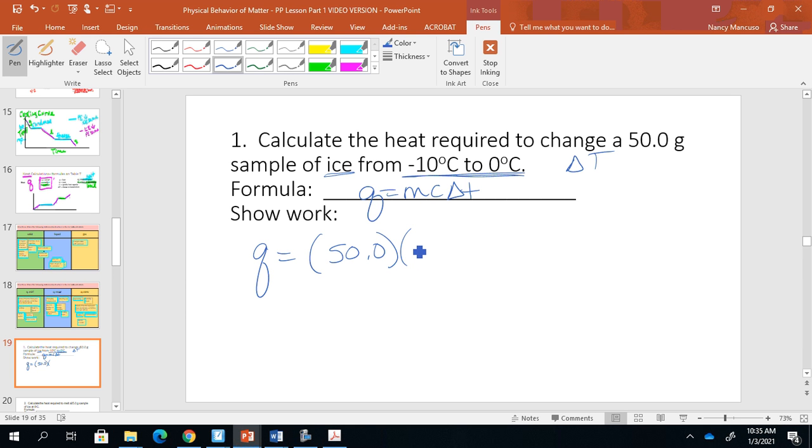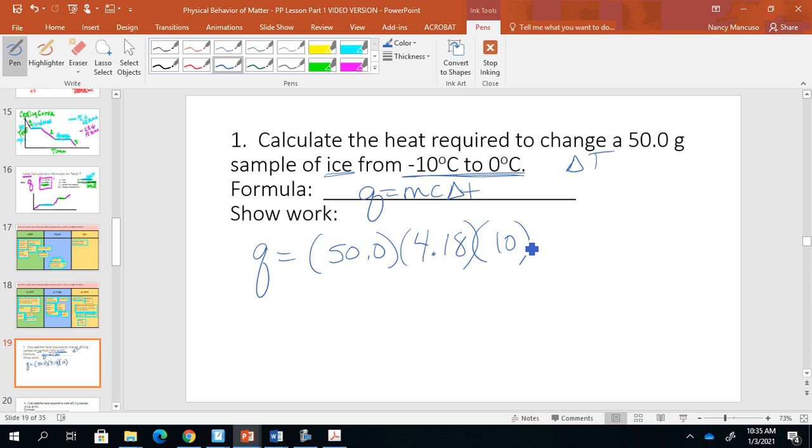Physical constants for water. Heat of fusion, 334 joules per gram. Heat of vaporization, 2260 joules per gram. And specific heat of water, 4.18 joules per gram Kelvin. All right, so it told me C is specific heat, so I want the 4.18. Every time I do C for water, I want 4.18 here. I'm changing from -10 to 0, so that's a change of 10 degrees. That's why I need 10. Only in this formula am I using a temperature amount because it's telling me how much I'm changing temperature by.